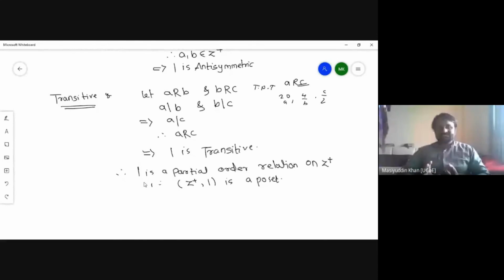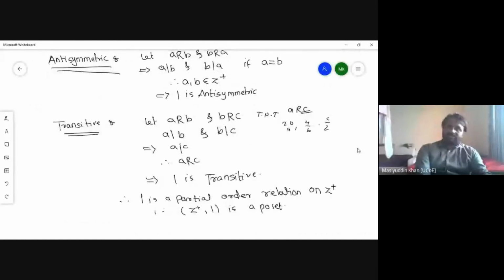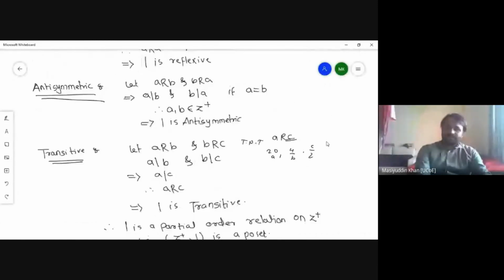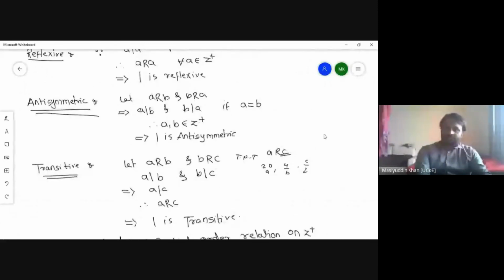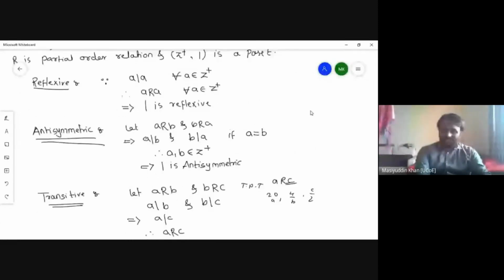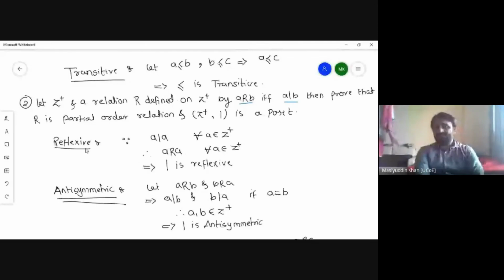Hope these things are clear in your mind about what a partial ordered relation is. If a partial order relation is there, then that relation with the respective set we call a poset. Look, what relation is given here? A divisible by b. And what set is given? Z plus. Both together we call a poset, but the relation defined here we call a partial order relation. So we just took two examples of this chapter. This is a big chapter.